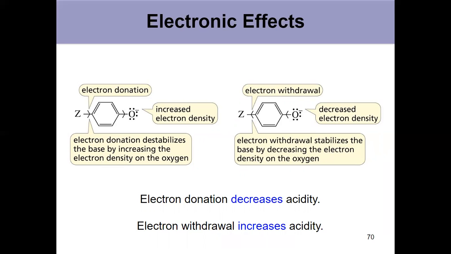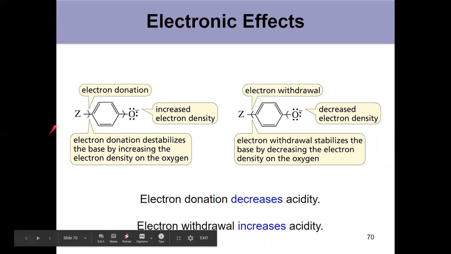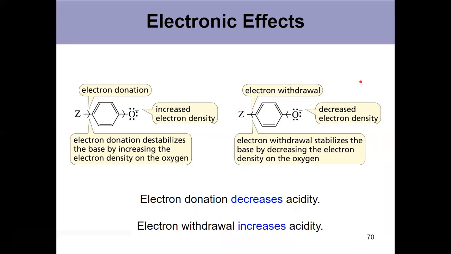Electron donation destabilizes the base, and therefore decreases the conjugate acid strength, which is what's going on on the left-hand side. Over here, electron withdrawal stabilizes a base and therefore increases the strength of the conjugate acid. Because again, it's all about the stability of the conjugate base. The more stable the conjugate base, the stronger the acid.